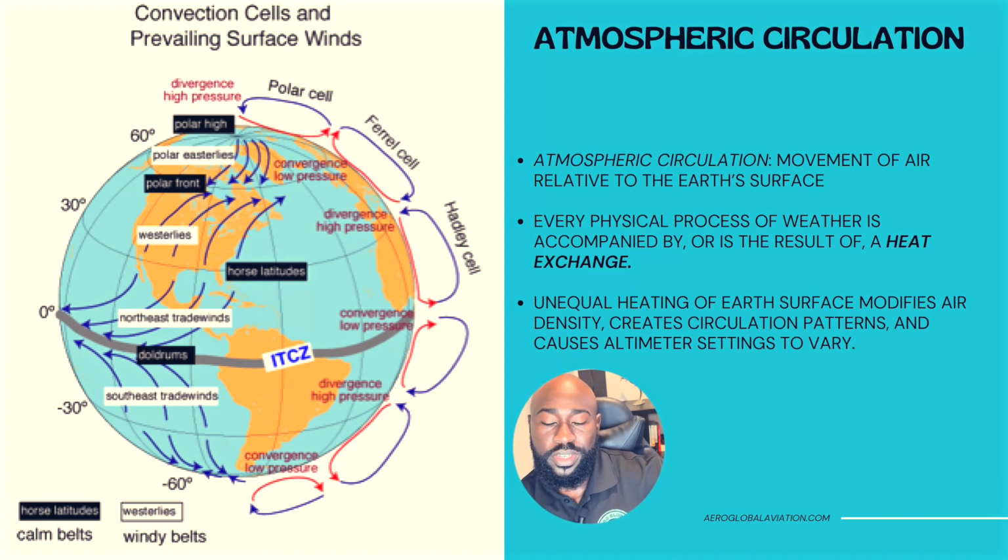So the sun is very, very important. The unequal heating of the Earth's surface modifies air density and creates circulation patterns, and causes altimeter settings to vary. So this is a combination of different things, because the earth rotates, and you also have heat. These are things that cause these different weather phenomena to occur, and primarily the heat exchange.